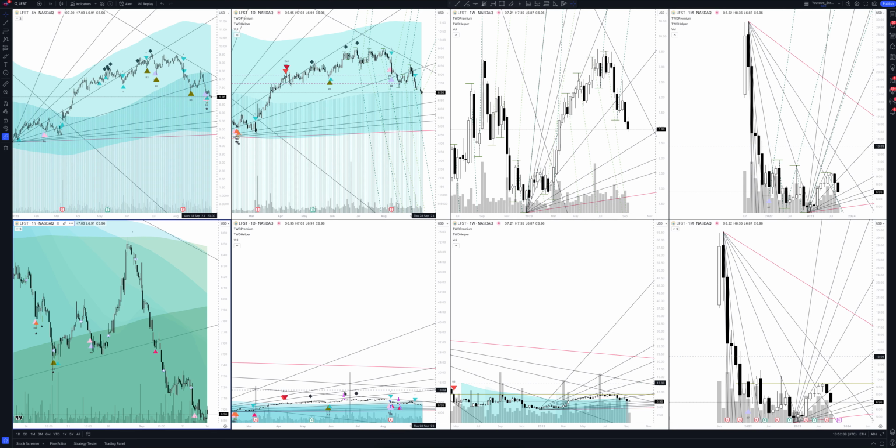Today we will take a look at LifeStance Health Group stock. Let's analyze the market situation and find out how you can make money on it. Let's start.